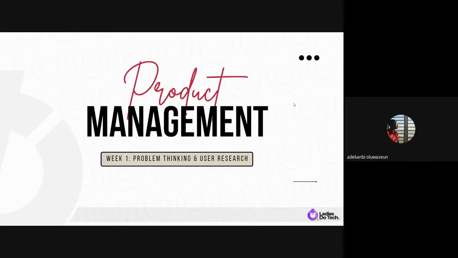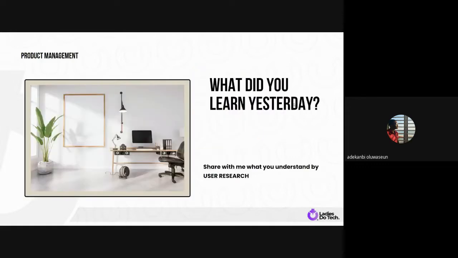It's a great opportunity to speak to you today. Today we'll be looking at user research. Yesterday we looked at problem thinking, design thinking. Just to jog our memory, perhaps you can unmute your mic. People who were here yesterday, kindly share what you learned, so at least other people can learn. Tell us what you learned yesterday.